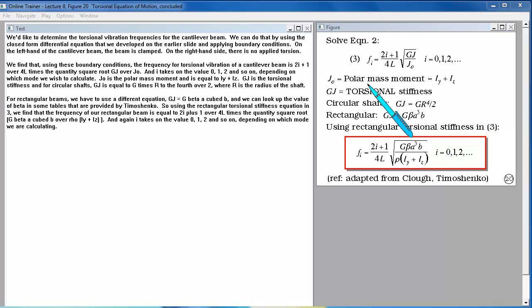So using the rectangular torsional stiffness equation in 3, we find that the frequency of our rectangular beam is equal to (2i plus 1) over 4L times the quantity square root of G beta a cubed b over rho times (I sub y plus I sub z). And again, i takes on the value of 0, 1, 2, and so on, depending on which mode we are calculating.